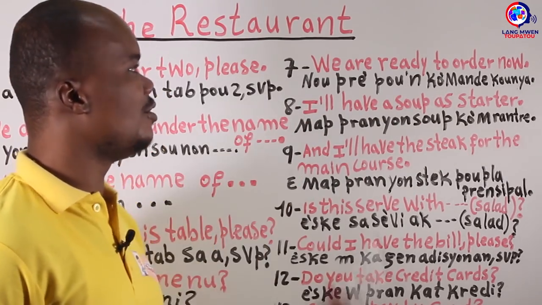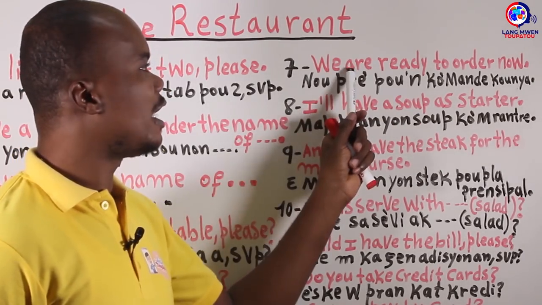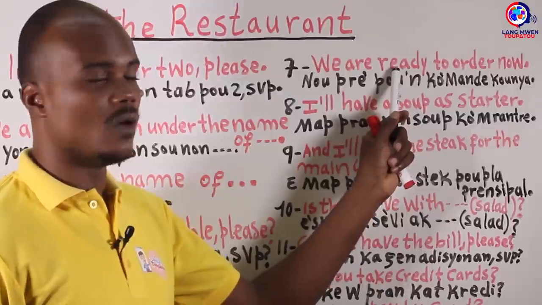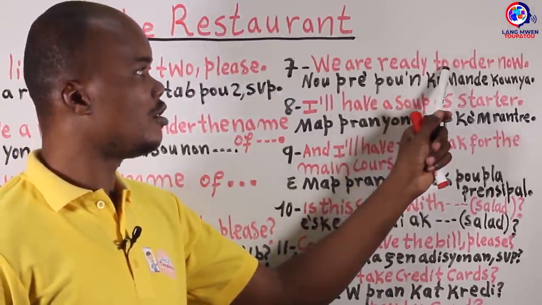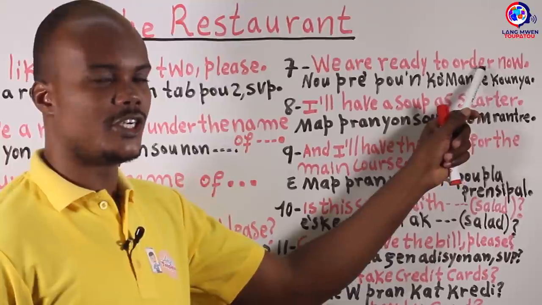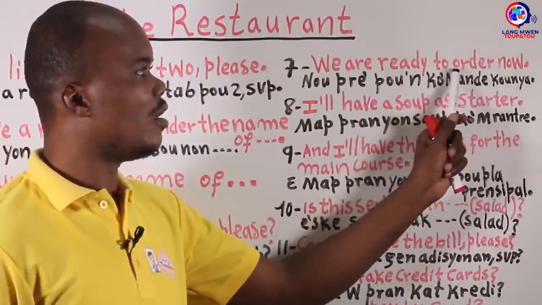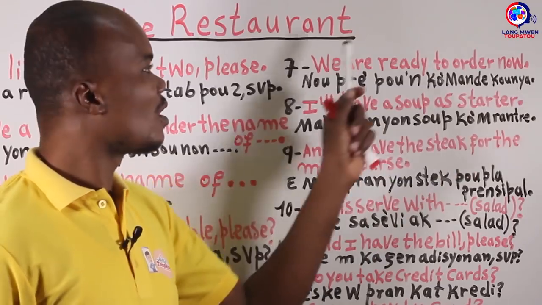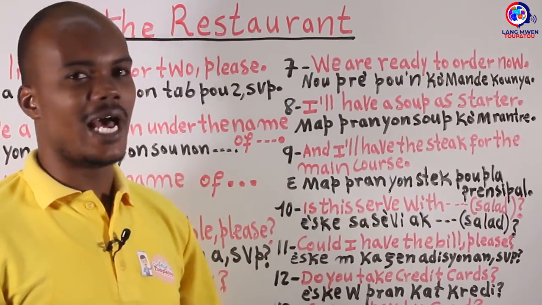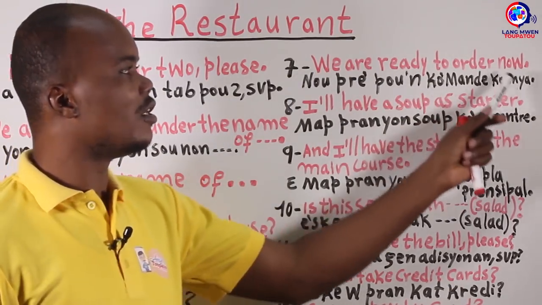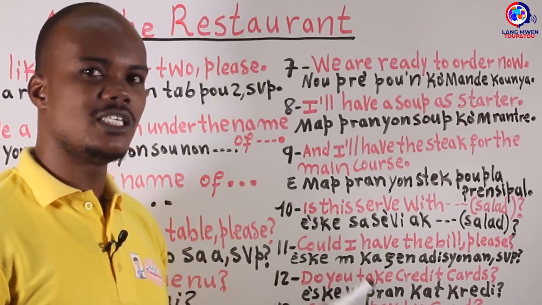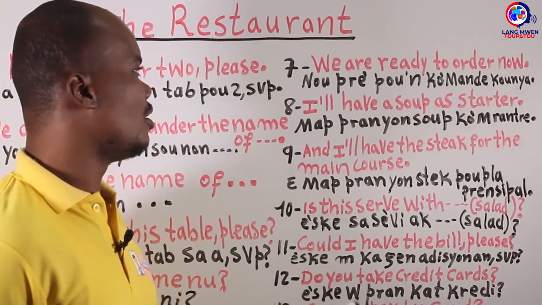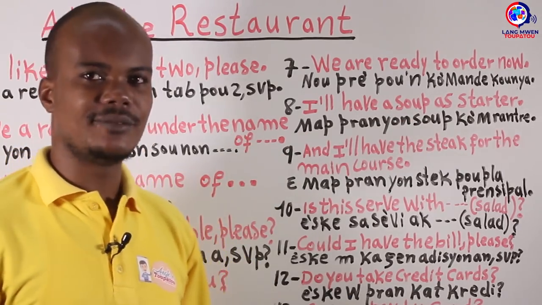So in English you say that we are ready to order now. We are ready to order now. Good. Nous prêts pour nous commander kounia. OK.